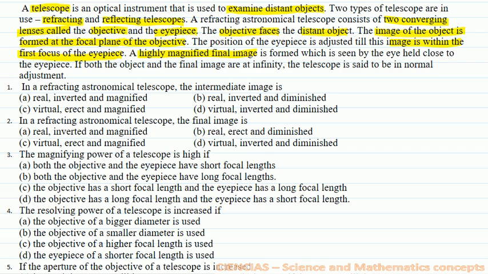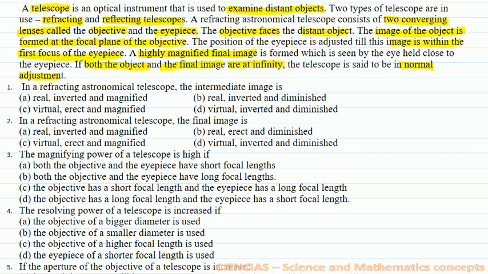If both the object and the final image are at infinity, the telescope is said to be in normal adjustment.